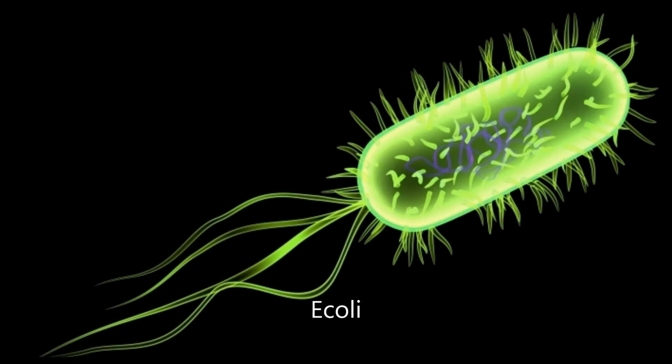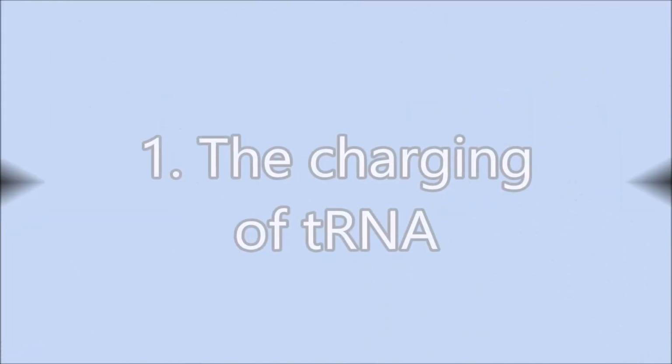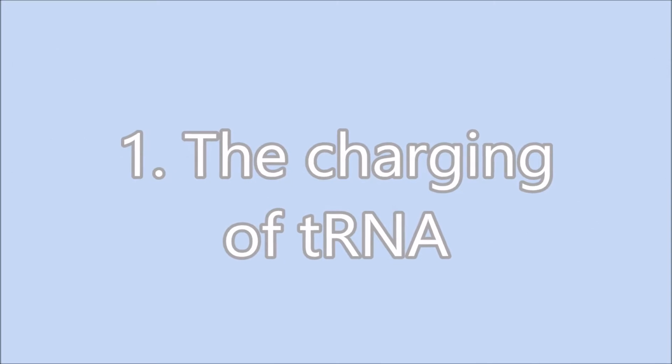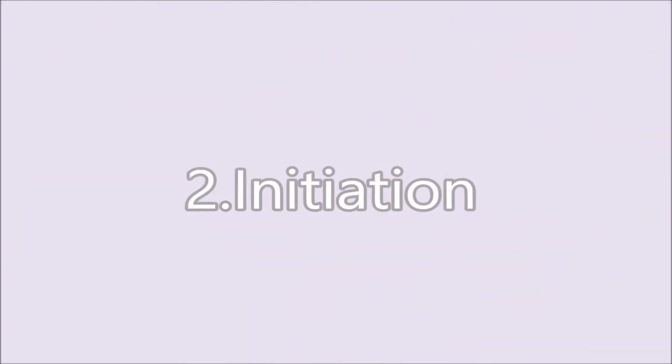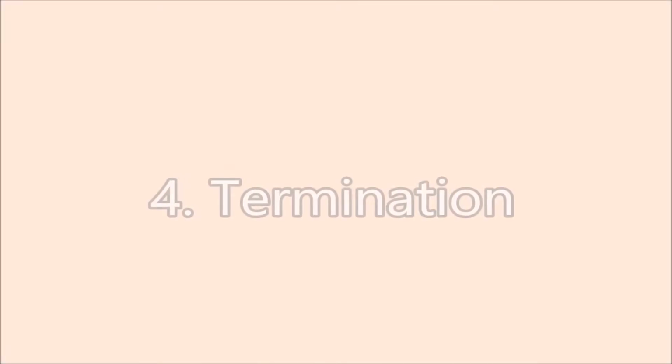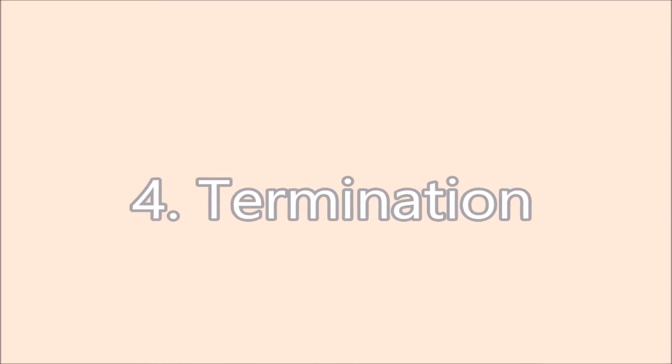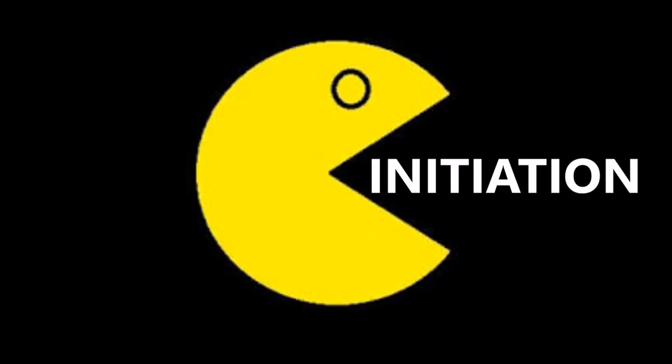The first step is the charging of tRNA, where the tRNA is matched and attached to its respective amino acid. The next step is initiation, where the ribosome complex is formed. The third step is elongation, where mRNA is read through the ribosome and polypeptides are produced. The last step is termination, where translation ends and the amino acid chain is released.